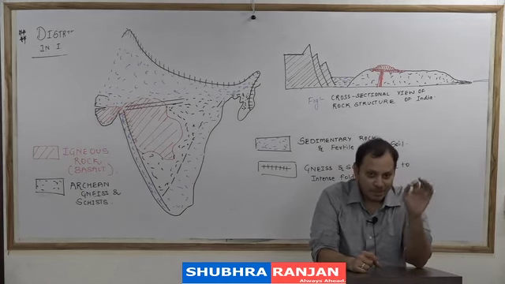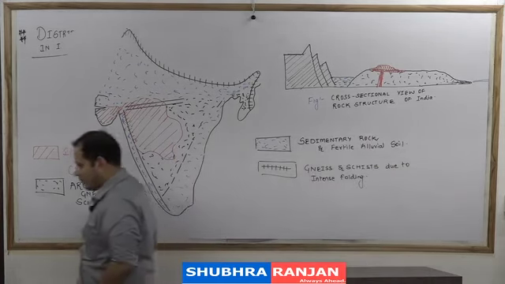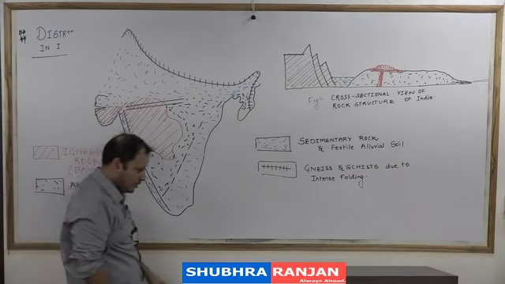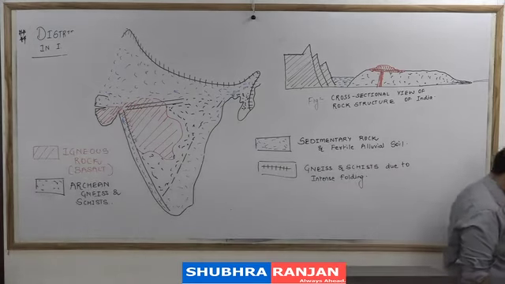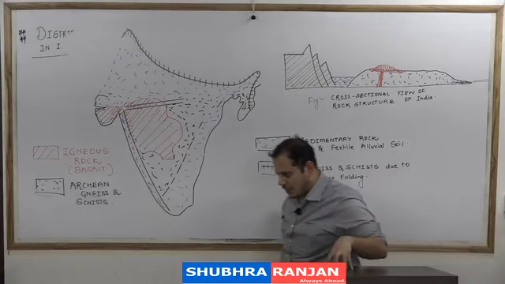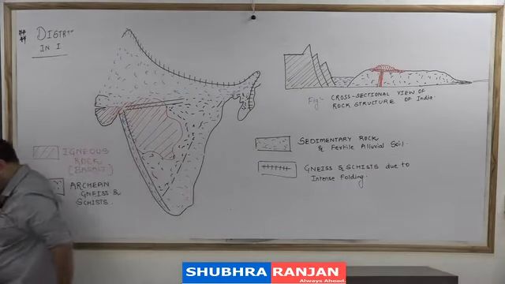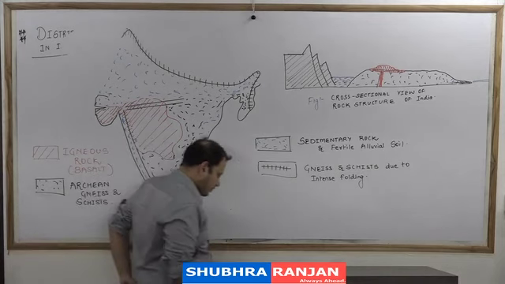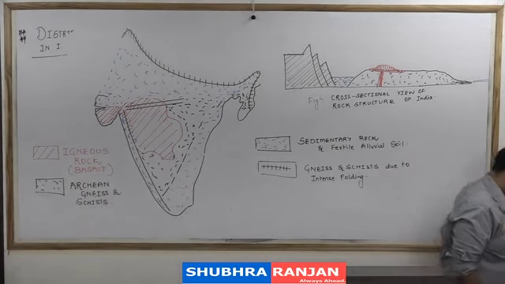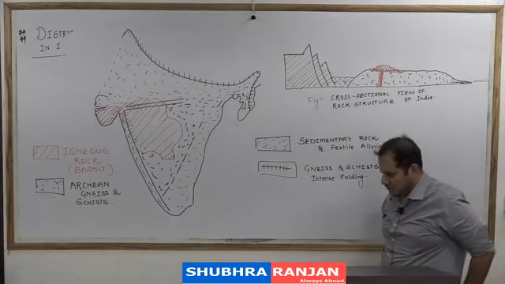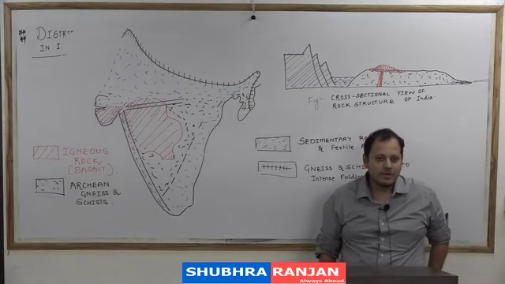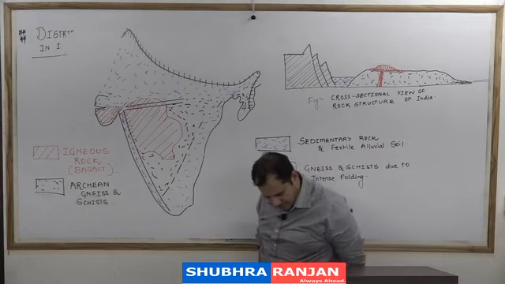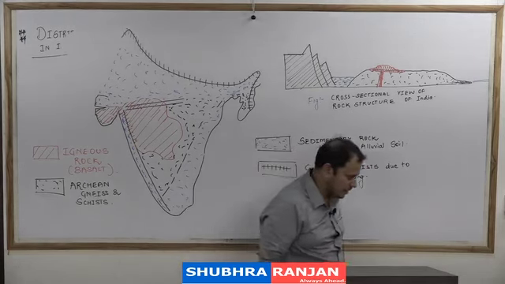Now you take down some of the points. The peninsular plateau has the oldest landmass in the world, and therefore the rocks are metamorphic, that is Archean gneiss and schist.